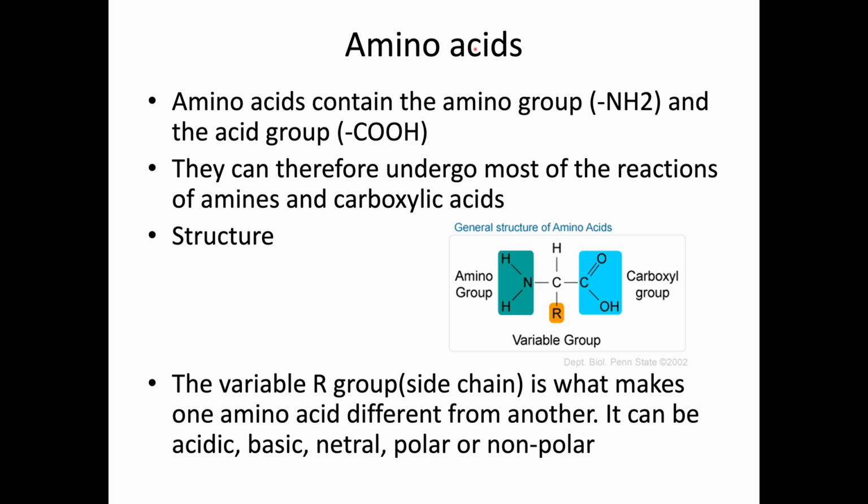So in this image here, you have the general structure of your amino acids. You have your amino group, you have your carboxyl group, and then you have your hydrogen, and then you have your R group, which varies depending on which amino acid you're looking at. The nature of your amino acids makes it polar and nonpolar and so on and so forth.